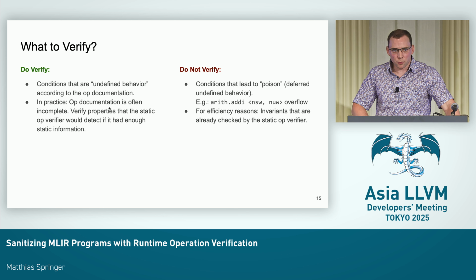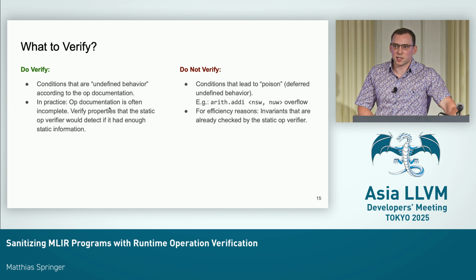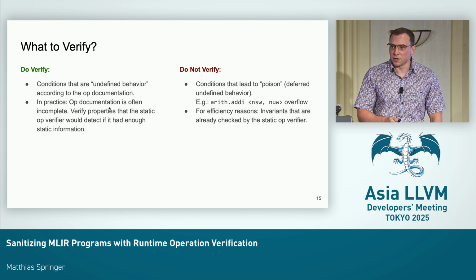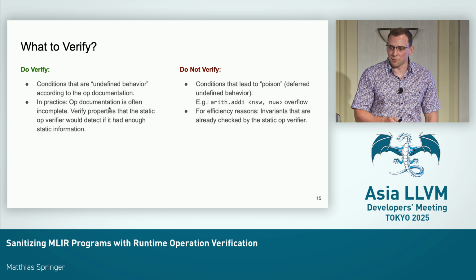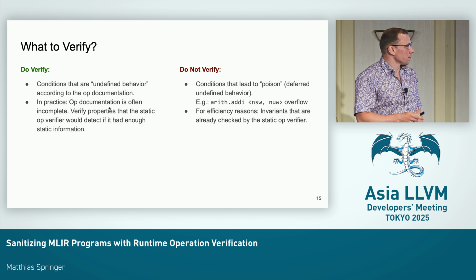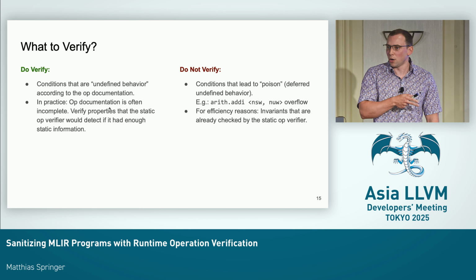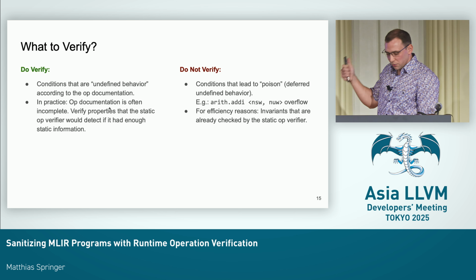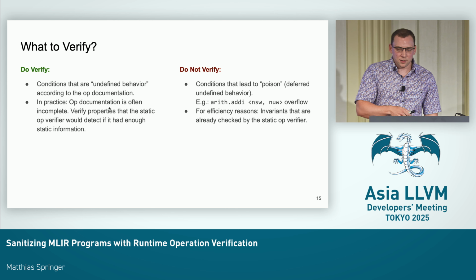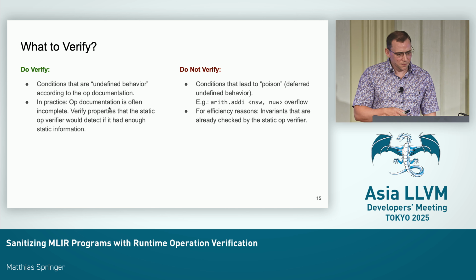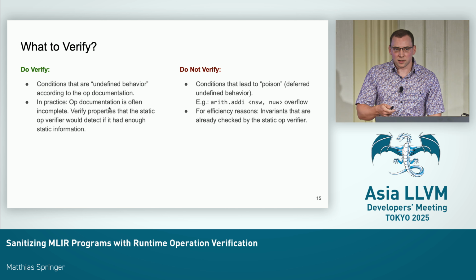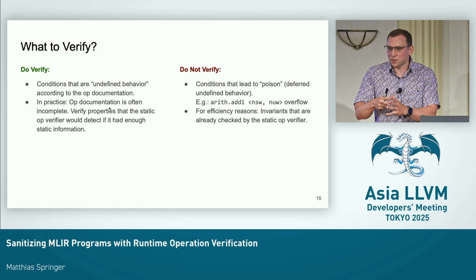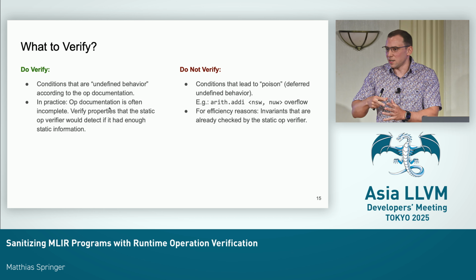Now, one important question: what should you verify as part of runtime op verification? Basically, you want to verify conditions that are classified as undefined behavior in MLIR. To do that, take a look at the op documentation in the TableGen and look for the conditions that are mentioned as, okay, if you do this, it's undefined behavior. In practice, the documentation is unfortunately often incomplete. So what you can do is take a look at the static op verifier, look for certain conditions that the static op verifier is checking, and then translate that to a dynamic setting.